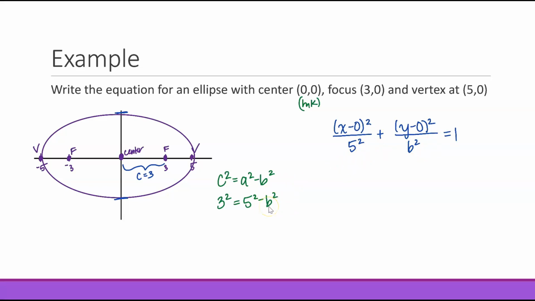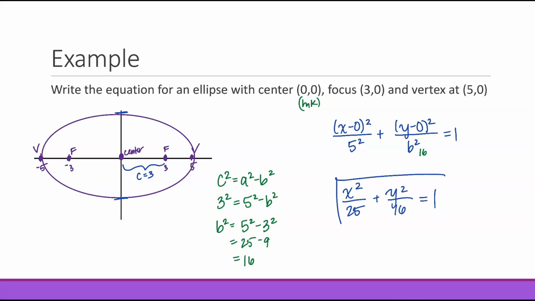So to solve for B squared, I'm going to add B squared to the left side, subtract 3 squared to the right side. So I get 25 minus 9 is 16. So the value of B squared is 16. So there's no need to solve for B and take the square root of both sides because I need B squared anyways. So B squared is equal to 16. So this nice version here is going to be x squared over 25 plus y squared over 16 is equal to 1. So it turns out the amount that I go up and down is actually 4, because we can rewrite 16 as 4 squared.